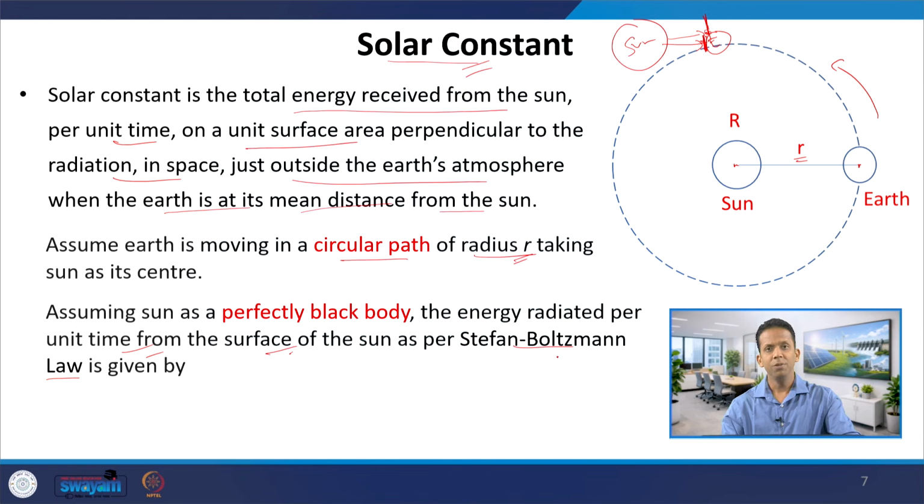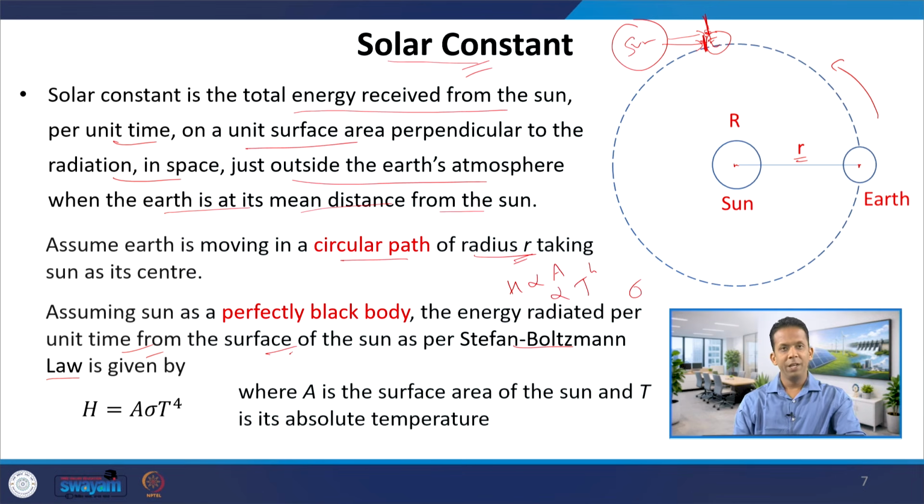What is Stefan-Boltzmann law? The heat transfer flux because of radiation is proportional to the surface area, and it is also proportional to the fourth power of the temperature of the surface or temperature of the source, and the constant of that proportionality is called the Stefan-Boltzmann constant. So the energy radiated per unit time will be H equal to A sigma T to the power 4, where A is the surface area of the Sun, T is its absolute temperature of the surface, and sigma is the Stefan-Boltzmann constant, which has a fixed universal value.